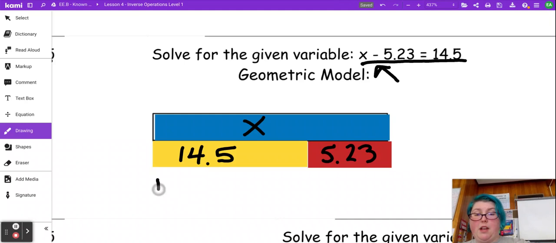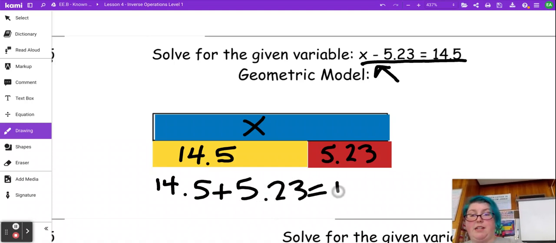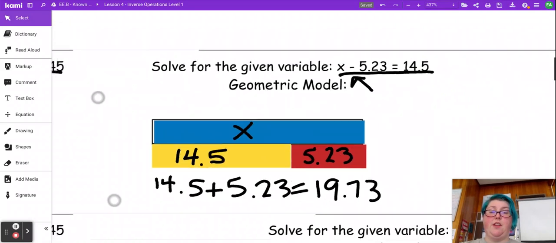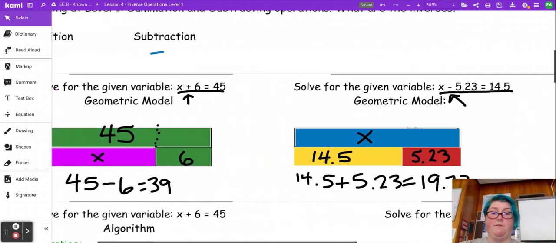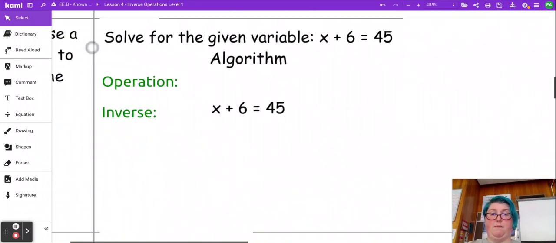Well, then all we have to do is our addition, because both of those numbers make up x. So 14.5 plus 5.23 gives you 19.73. So all I've done here is show how I figured that out with a picture. So addition versus subtraction, they are the inverse, okay? So let's see this with our algorithm.